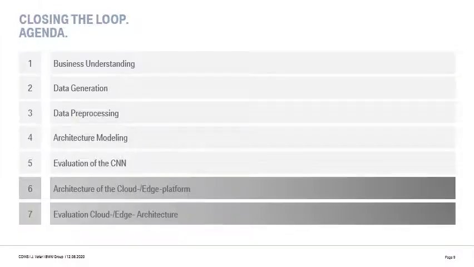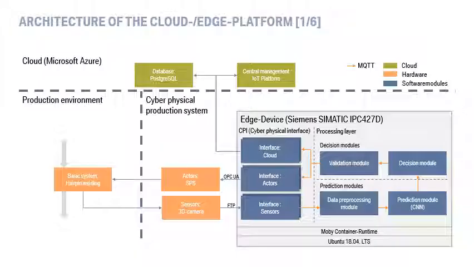For a 100% inline inspection by a convolutional neural network and automated adjustment of the process parameters, an appropriate IT architecture is needed. Therefore, I will present to you in the following our architecture, which is based on edge and cloud computing. To implement this process, we have designed a cloud and edge-based architecture. This architecture is divided into 3 parts: the production environment, the cyber-physical production system, and the cloud.